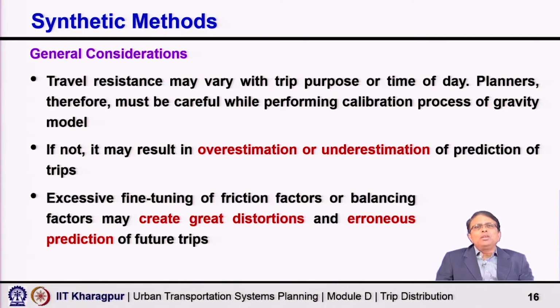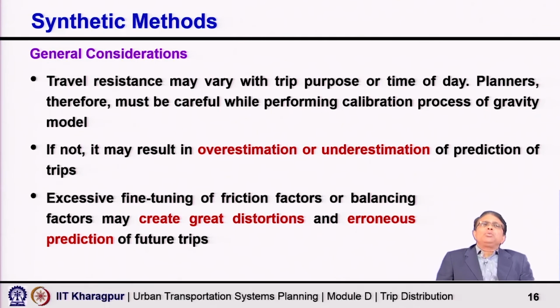keep it in mind. If I want different times to be different, different purposes to be different, or home based and non home based trips to be different, and if I want to consider their effect, I have to calibrate my friction factor. Yes, that is the limitation, and you can call it a disadvantage also, in that way: you have to calibrate it accordingly. The way you want to apply it, you then have to calibrate the friction factor separately. And if you do not calibrate it separately, then it may result in overestimation or underestimation.